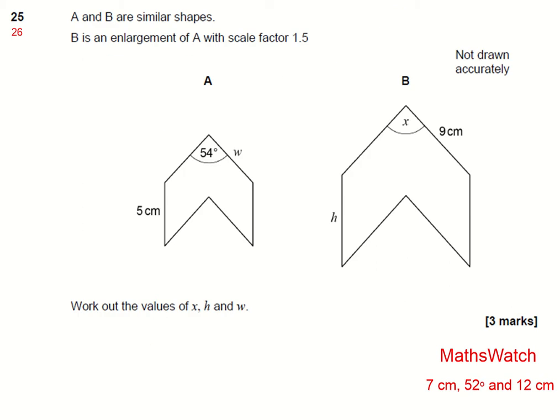Question 25. A and B are similar shapes. B is an enlargement of A with a scale factor 1.5. Work out the values of X, H and W. Right, first of all I'm going to deal with that angle X. When we enlarge a shape, it changes the size of each of the sides, but doesn't change the size of any of the angles. That angle of 54 degrees is still exactly the same as that angle of 54 degrees. So X is 54 degrees.